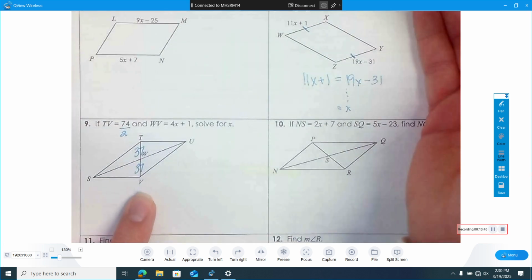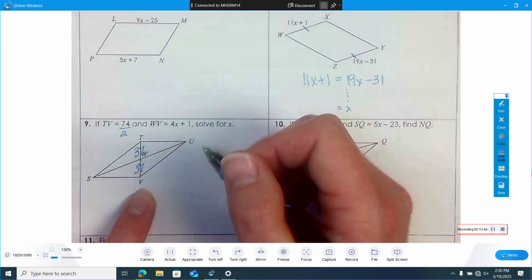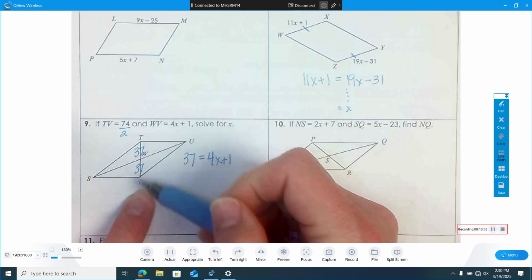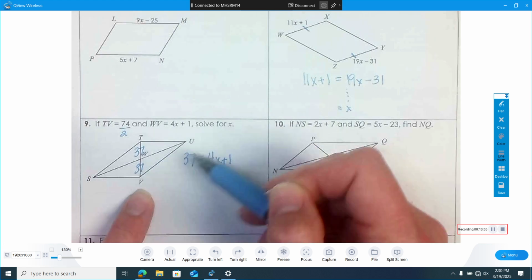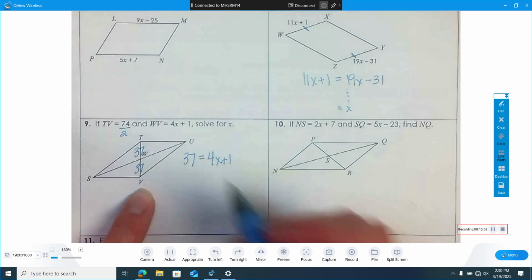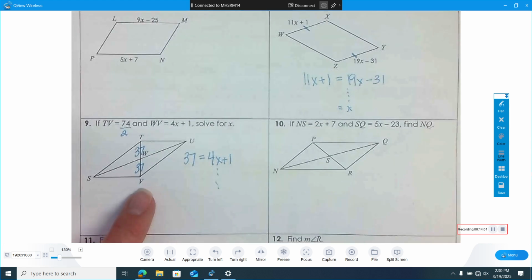To solve for x, 37 equals 4x plus 1. They are the same thing. So it equals 37, but it also equals this little algebraic expression. Is that the only way we could solve for x here?